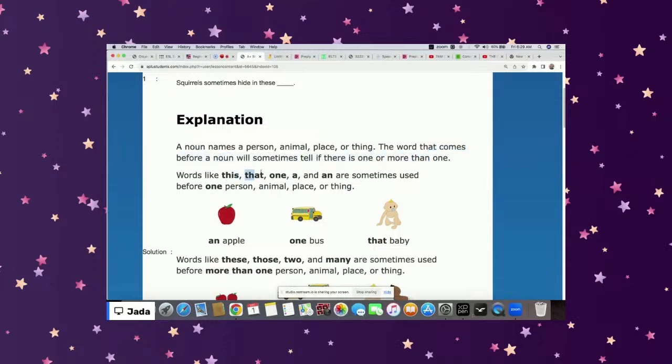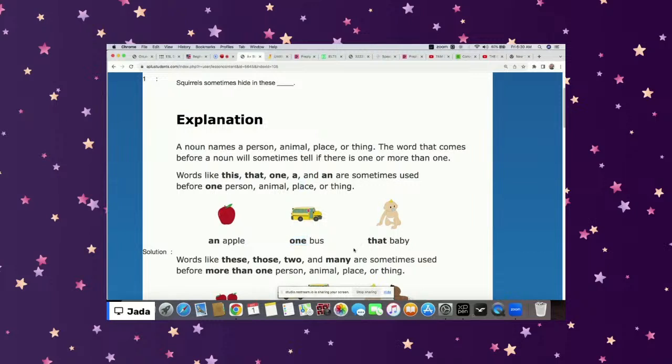Words like this, that, one, a, and an are sometimes used before one person, animal, place, or thing. So, for example, just like we say an apple, so an can let you know that, okay, the next thing that you would see is something singular. And then one bus, of course, this one that is here lets you know that it's one. Something that is coming next is just one, so it is singular.